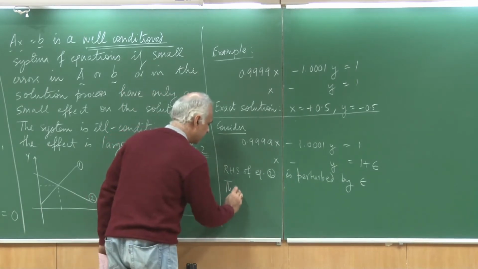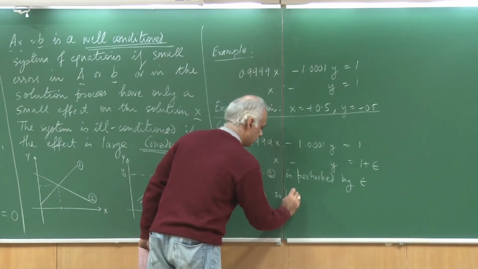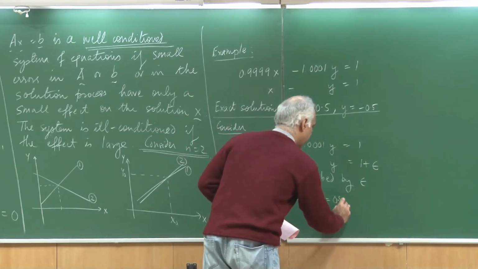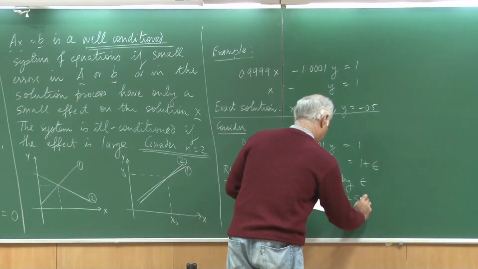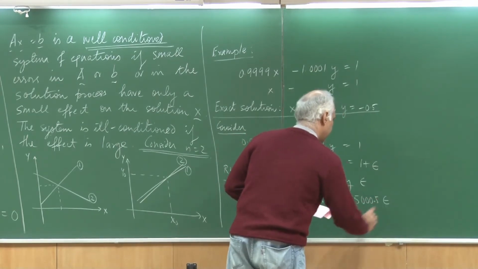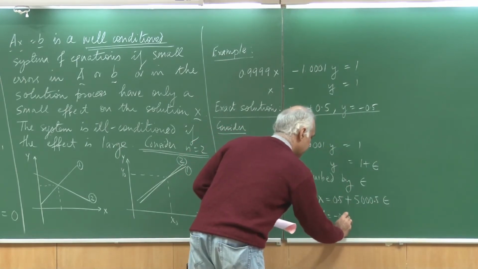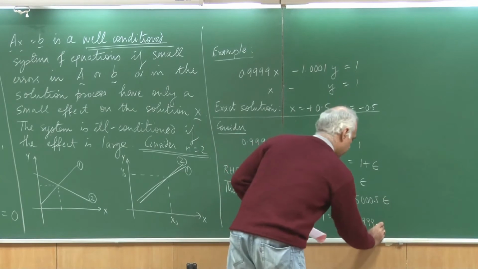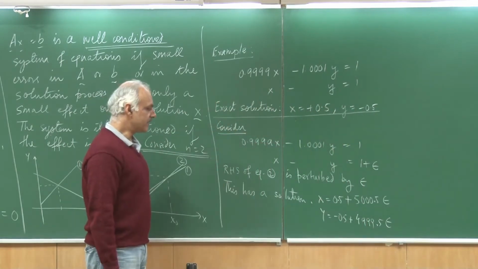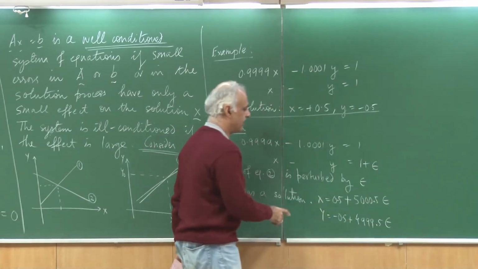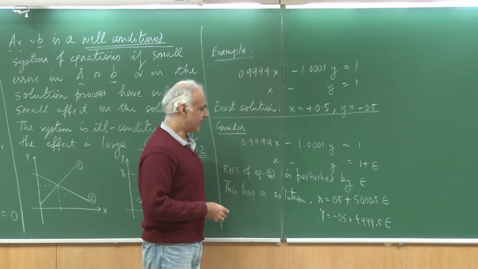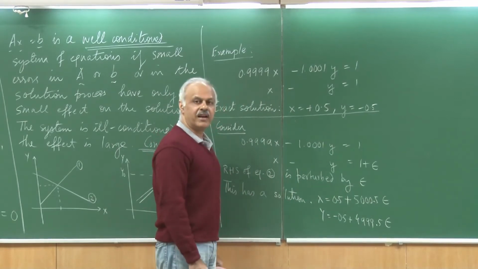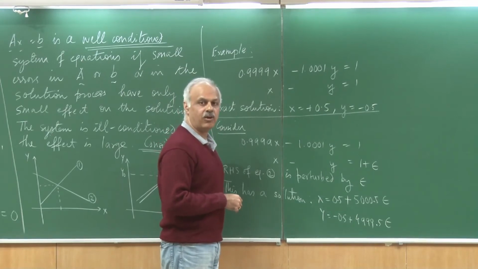So this has a solution which you can calculate. x is 0.5 plus 5000.5 times epsilon, and y has a solution minus 0.5 plus 4999.5 times epsilon. And what is intriguing is, of course, if my epsilon is 0, I get back my original solution, okay, as expected. But consider any other value of epsilon. This solution is amplified by, or the change in the solution is amplified by almost 5000 times.